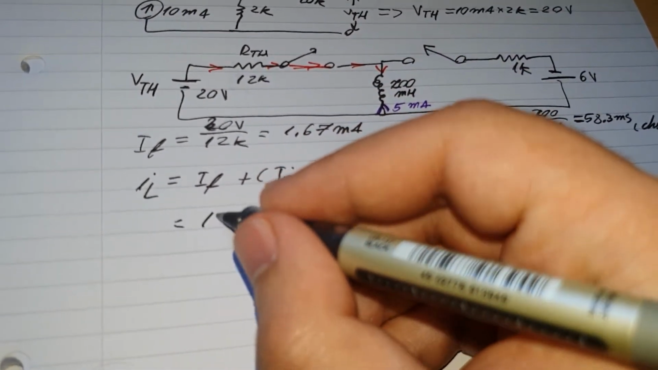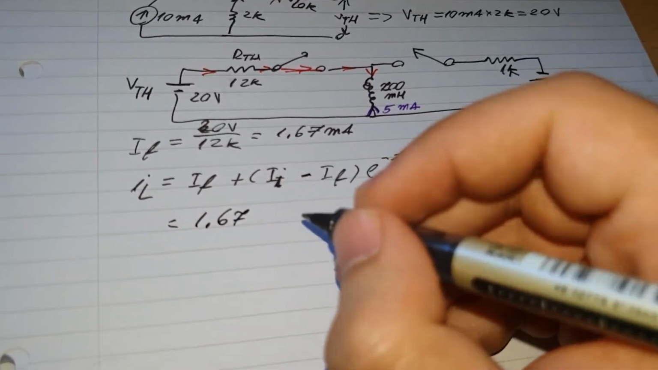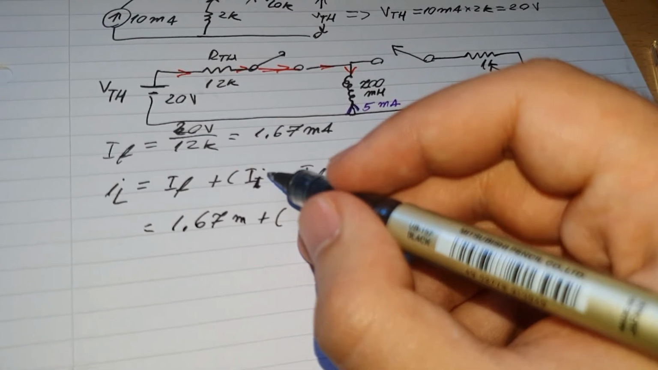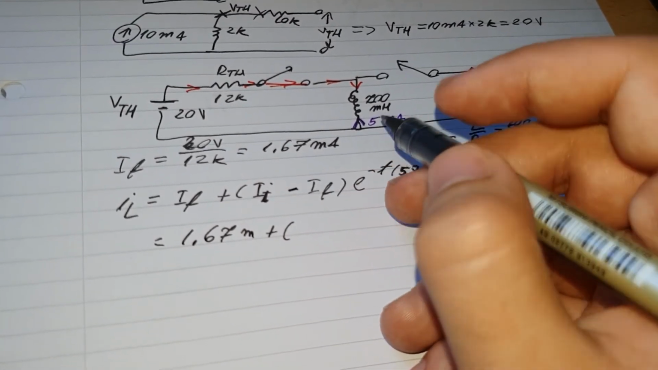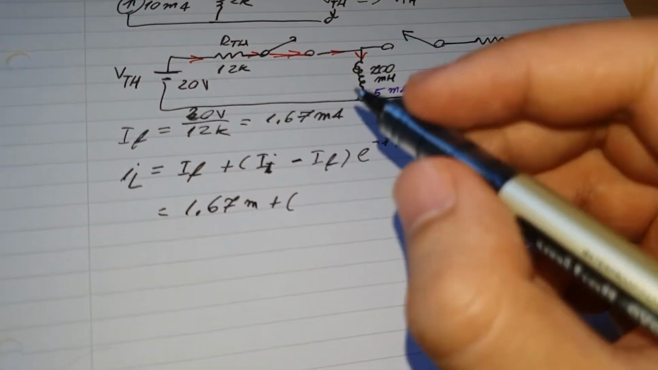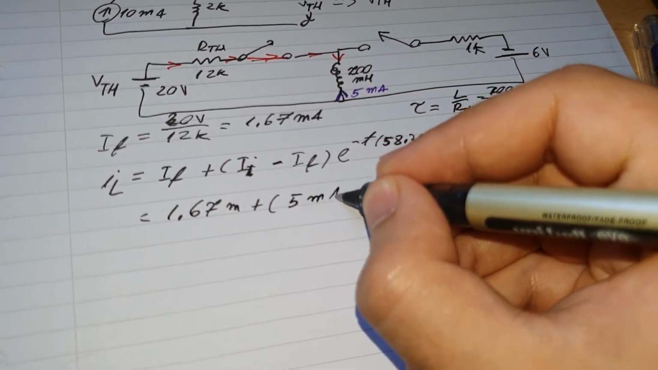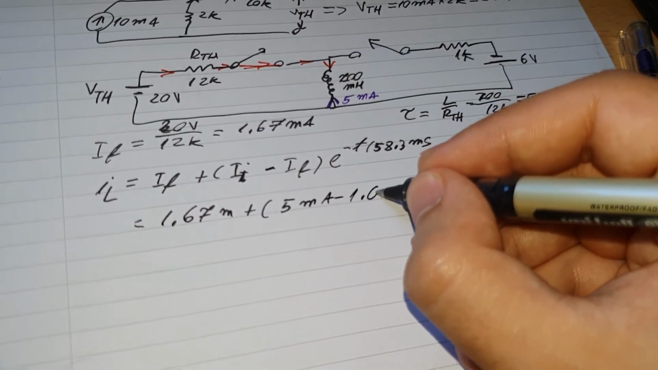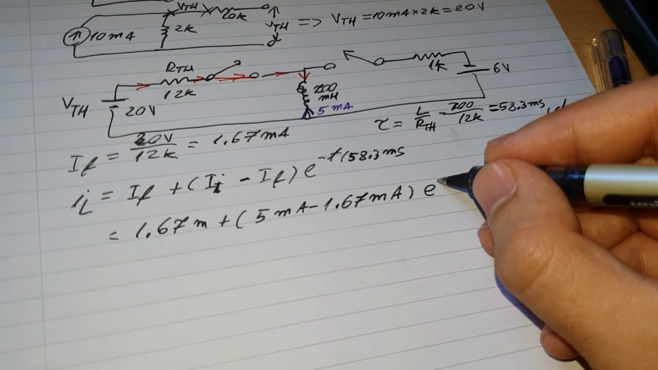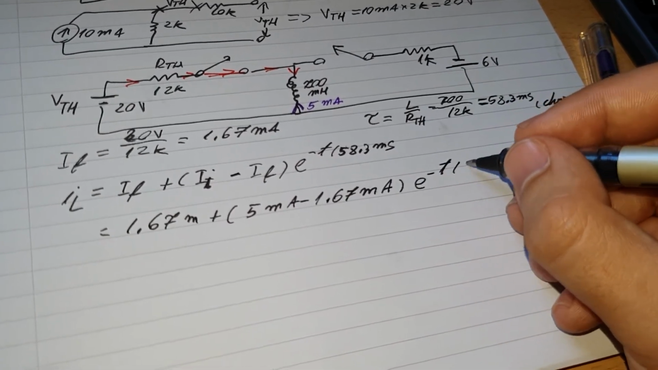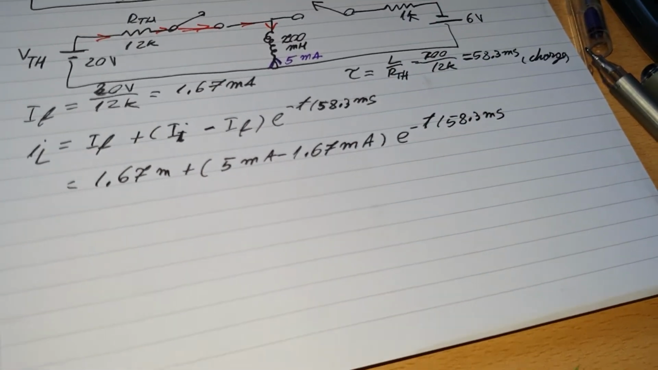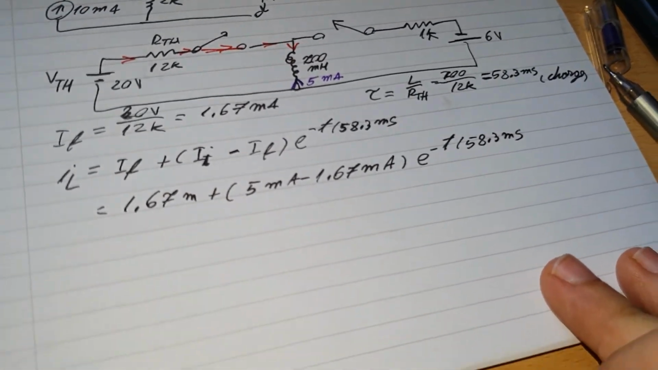So we know the IF, the reference current, will be 1.67 milli, plus we know the current inside the inductor is 5 milliamps, because in our first step we closed this switch and charged it up to 5 milliamps, so that will be 5 milliamps, minus again the reference current, which is 1.67 milliamps, and then the exponential of time, which is e to the power of minus t over 58.3 milliseconds. There you go. So that is how we calculate it.